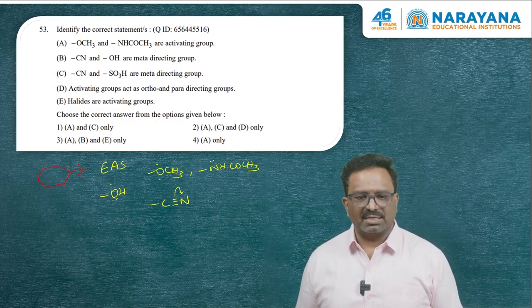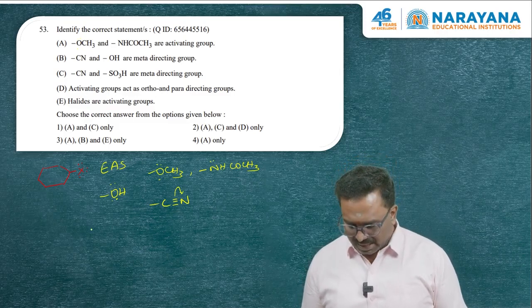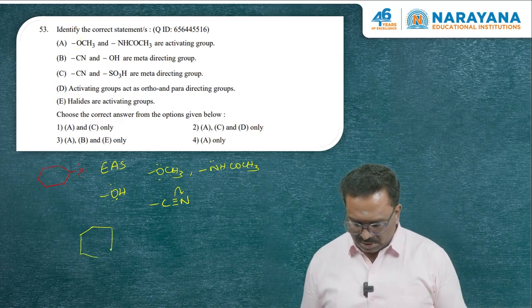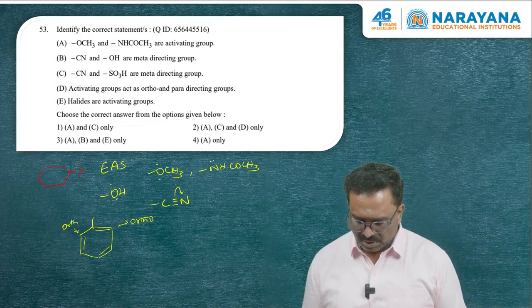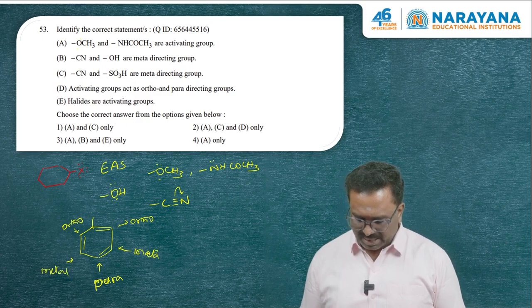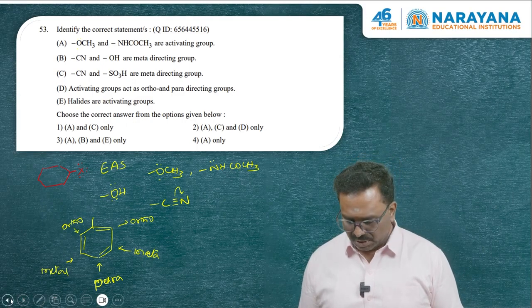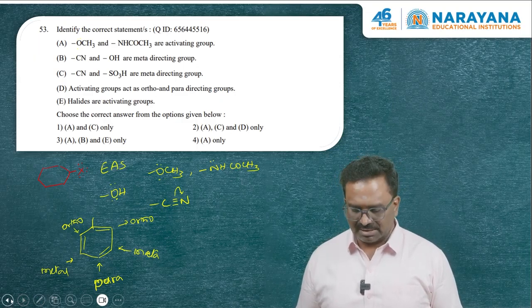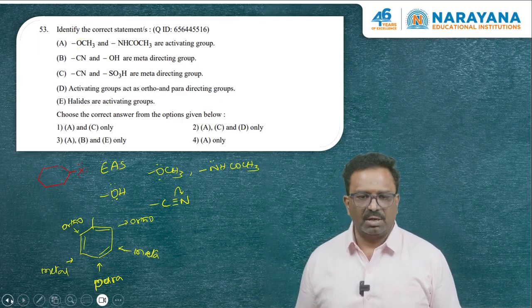Activating groups act as ortho-para directing groups, that is correct. Activating groups increase electron density at both ortho and para positions. These two positions are ortho, that means adjacent positions to any group. The opposite position is the para position, and the remaining two positions are meta positions. So there is an increase in electron density at ortho and para positions, which increases the possibility of electrophile attack towards them. That is, option D is also correct.